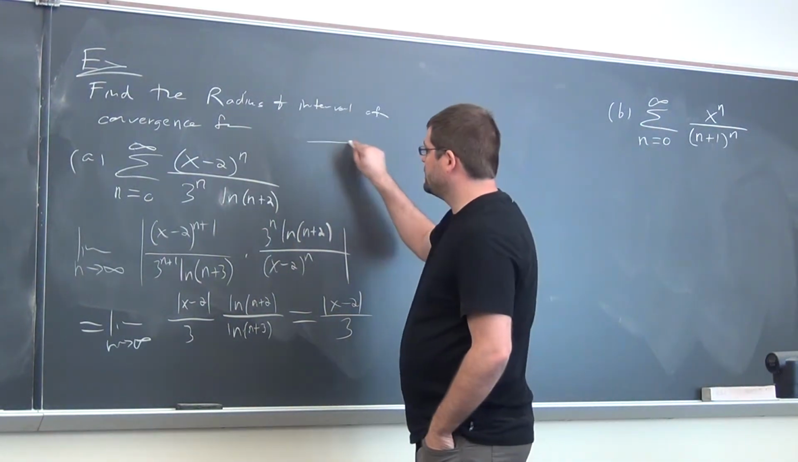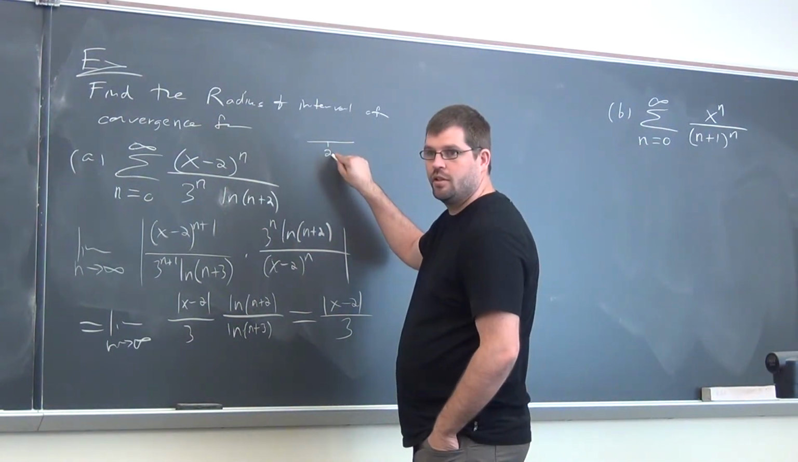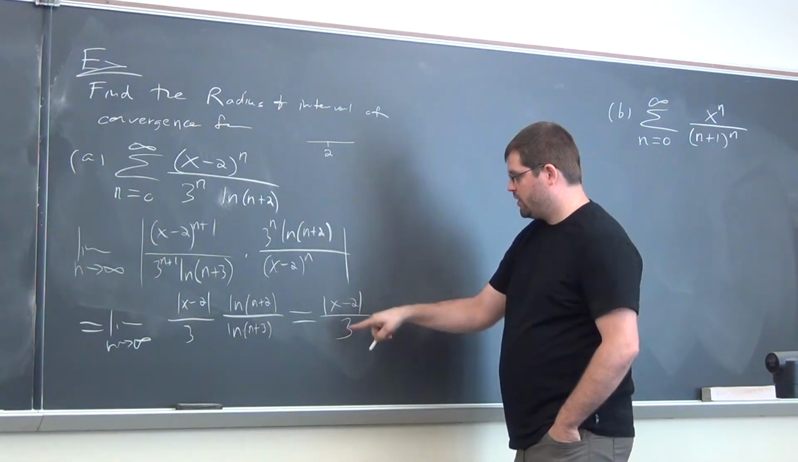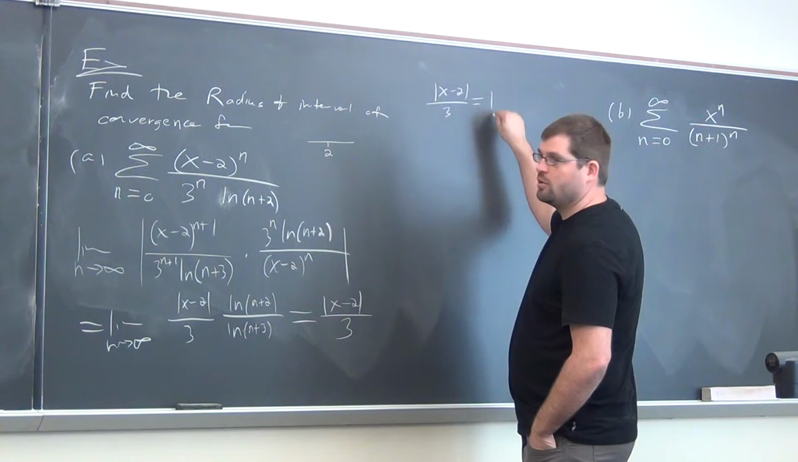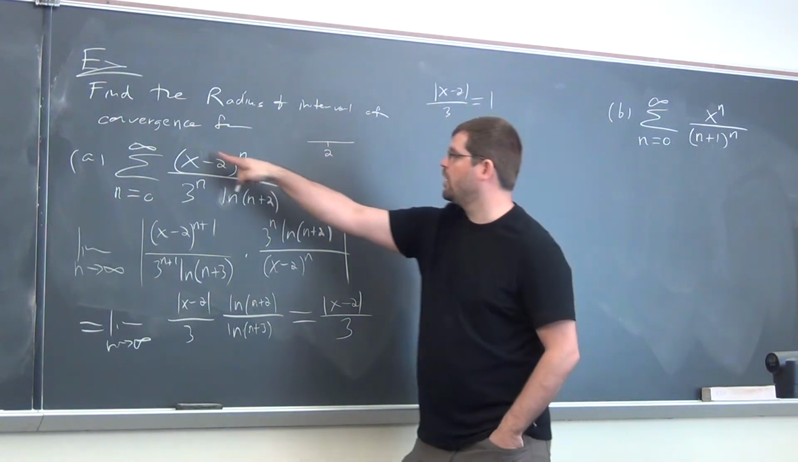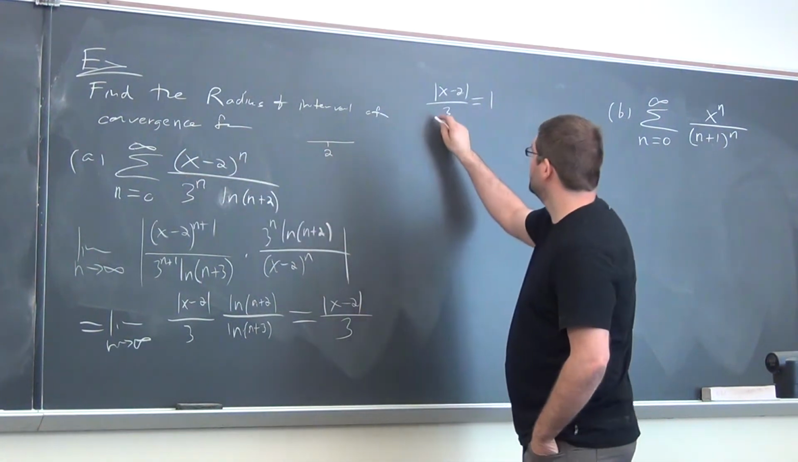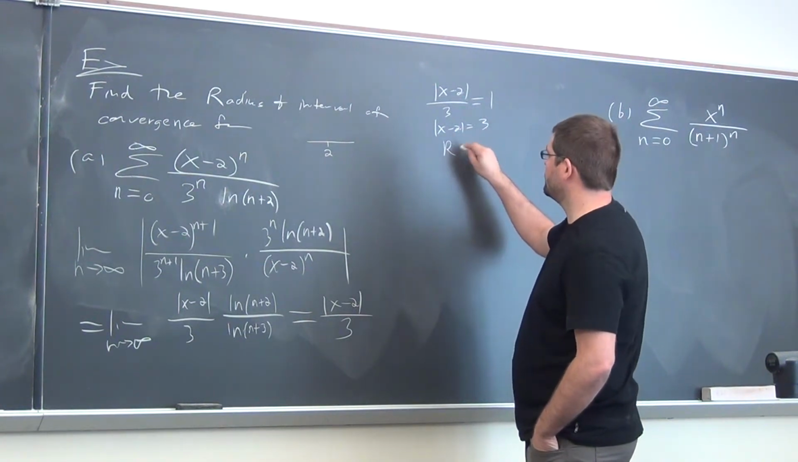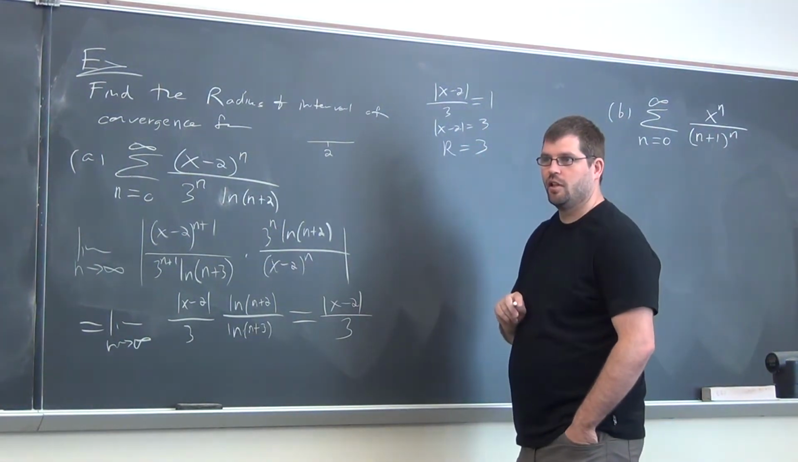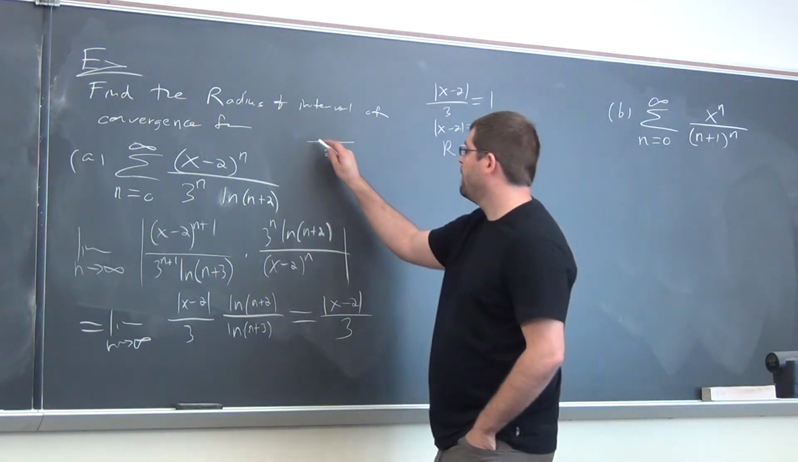Remember, this is centered at 2. And so when we find the radius of convergence, we take whatever that limit is, we set it equal to 1, and then you solve for whatever this is. So absolute x minus 2 is 3, that's your radius of convergence, 3.